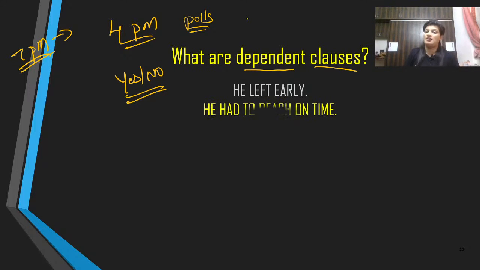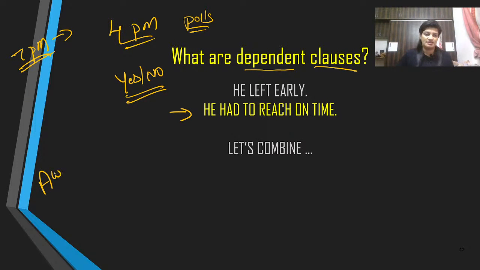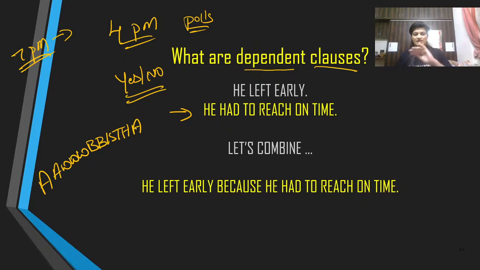He left early, yes, and another statement: he had to reach on time. Now, this is another statement. Independent or not? Yes, of course. Now, let us club them together with a subordinating conjunction. And what do we get? He left early because he had to reach on time.